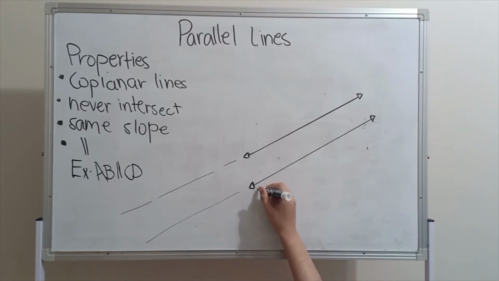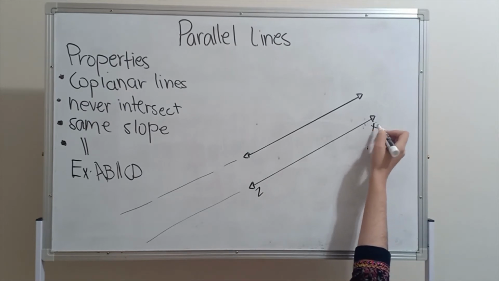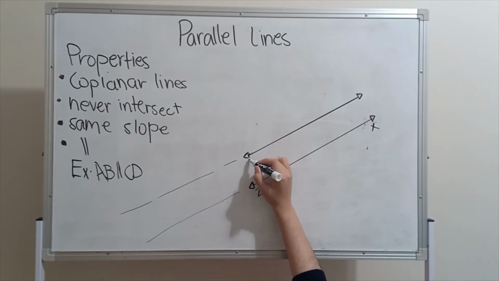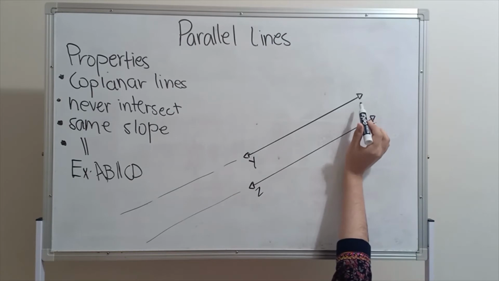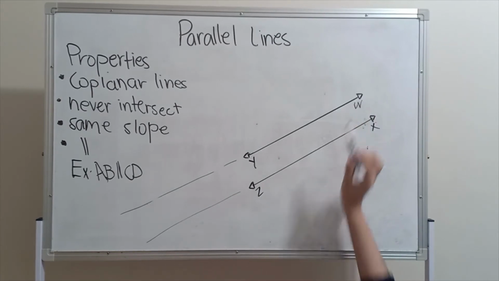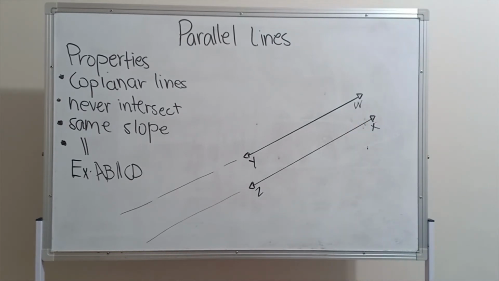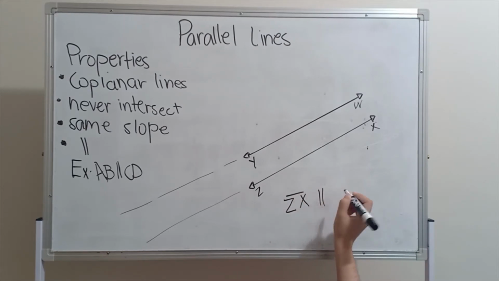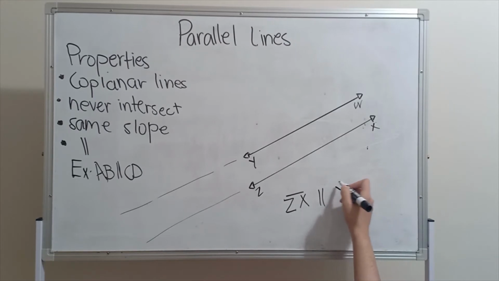We can name these lines Z and X. This point can be Y and this can be W. So here we can say line ZX is parallel to line YW. That is one thing we can use.